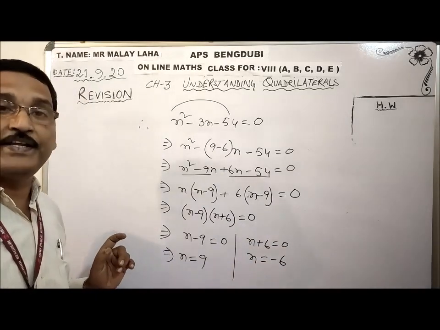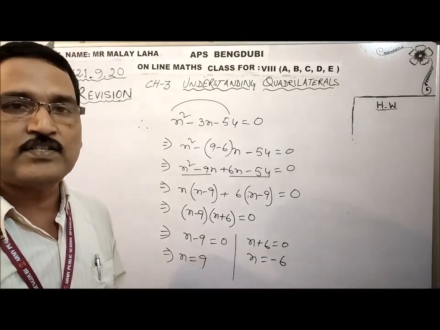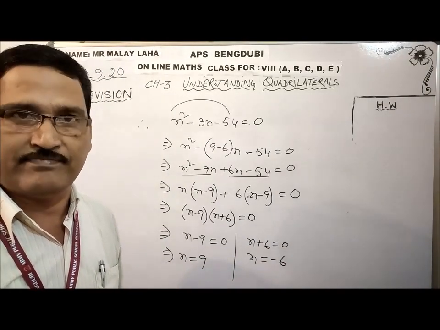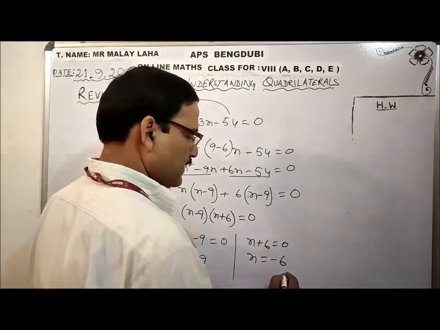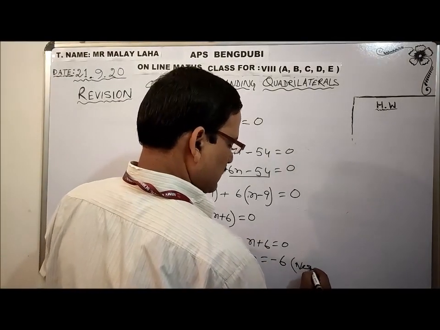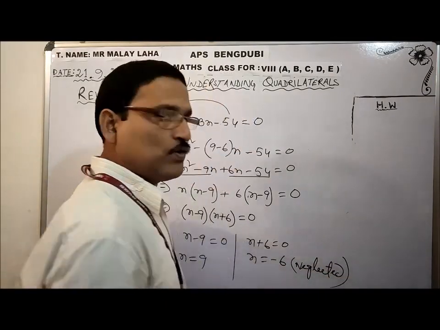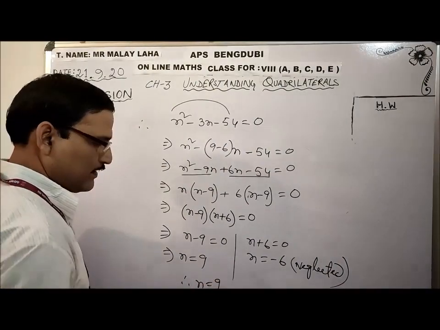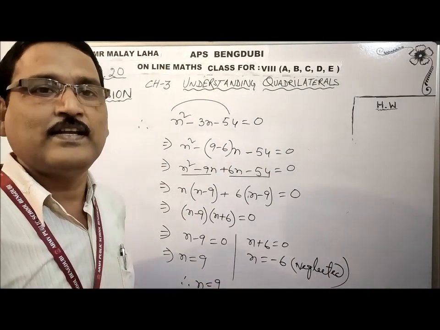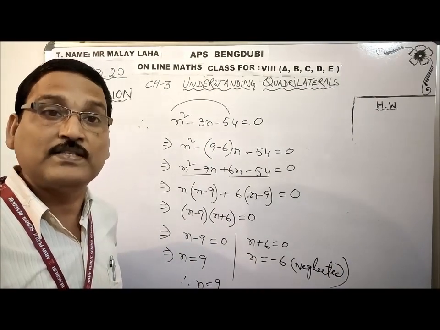So what are we finding? We are finding the number of sides. The number of sides of any polygon cannot be negative, so the value minus 6 is neglected. You have to ignore this value. So therefore n equals 9. Hence the polygon is a nonagon. The number of sides of that particular polygon is 9.